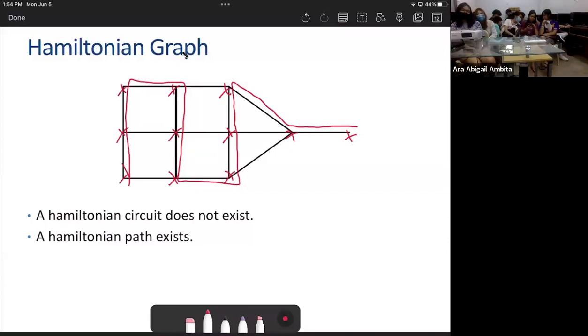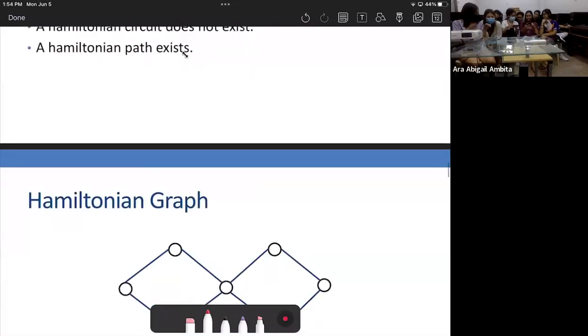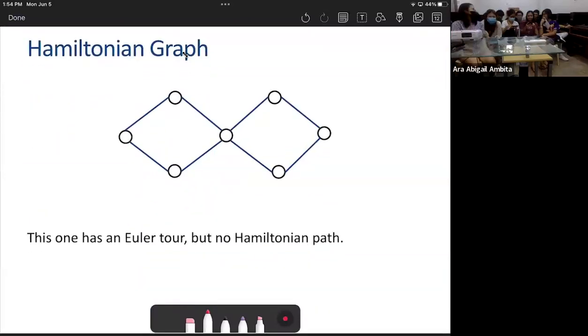Now we can visit all the vertices. Okay? Right, it's one of the most fun. But when implementing it in programming, it might be hard. So, we have an Euler tour but not a Hamiltonian path. Okay, because we can visit every edge, but here we come back.